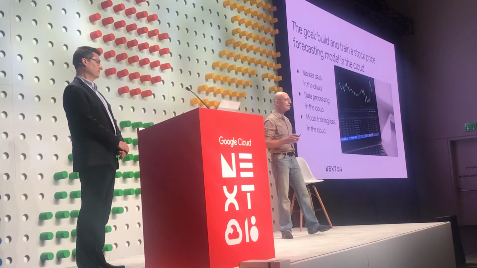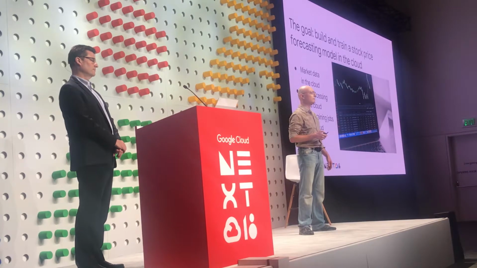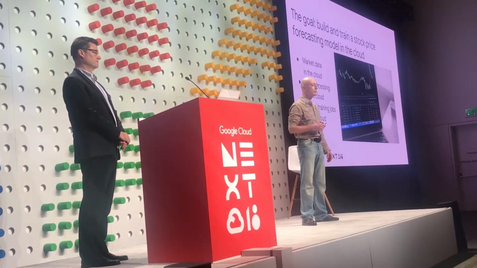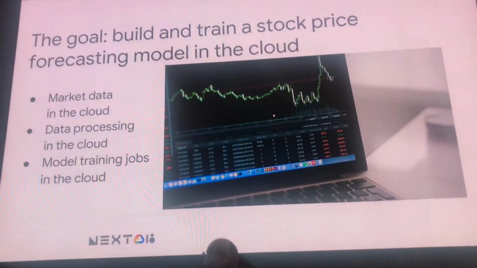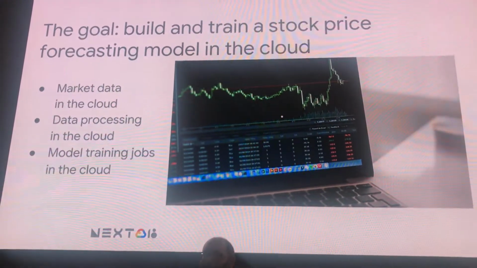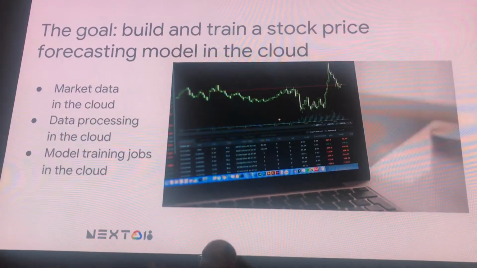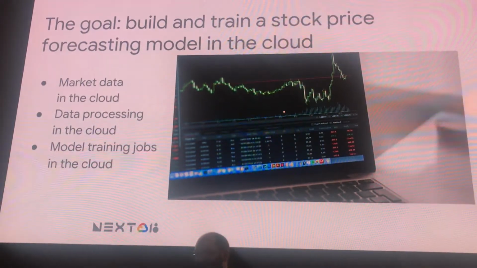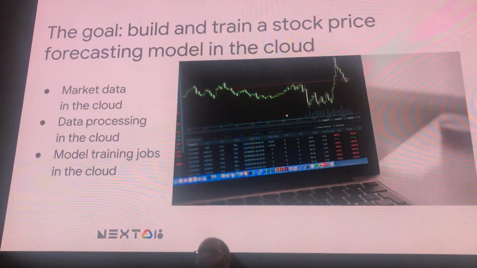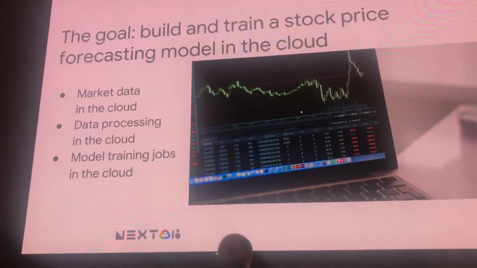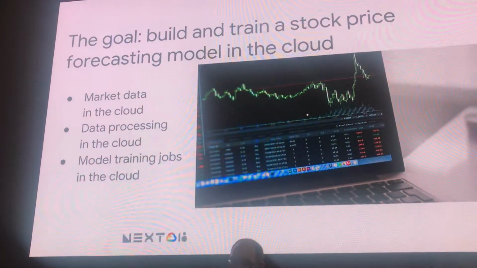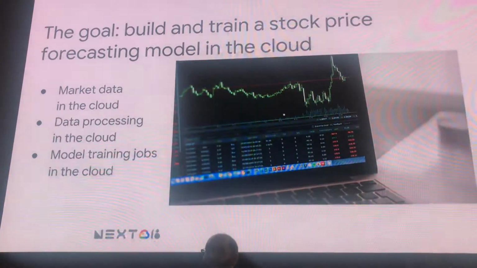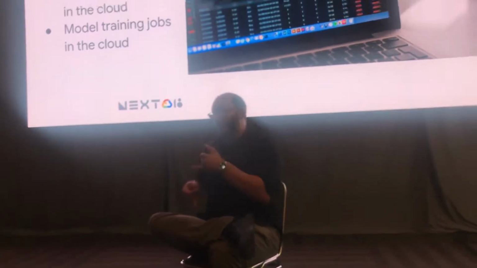So what exactly does it mean to build and train a stock price forecasting model in the cloud? What does it entail? There are three components. First of all, market data is supposed to be in the cloud. What does it mean? It means that the data is hosted in the cloud and is available to you via native cloud APIs. Second, what does it mean to do data processing in the cloud? It means that you're using tools and services that are also native to the cloud, and all your data processing pipeline end-to-end is native to the cloud.